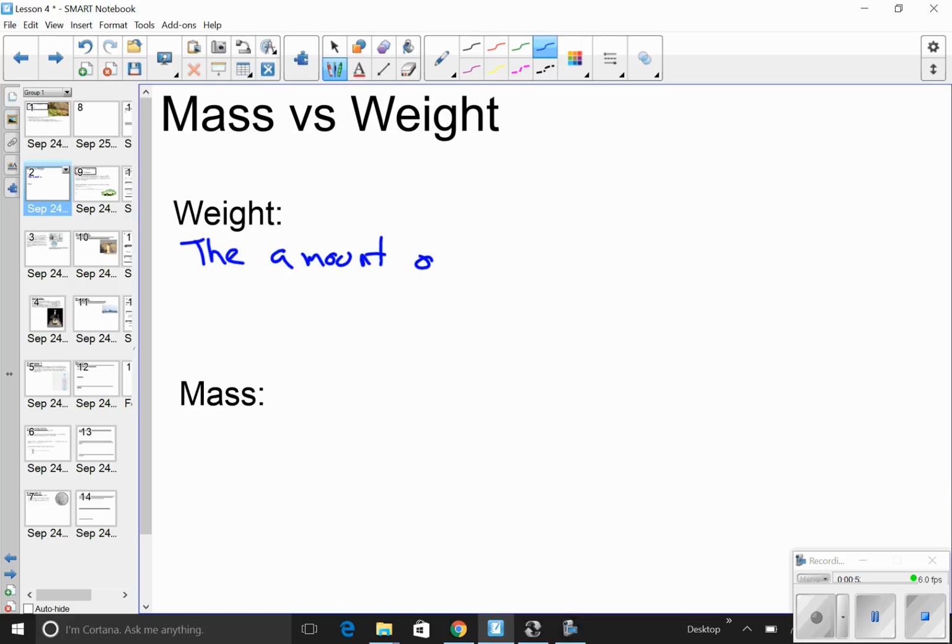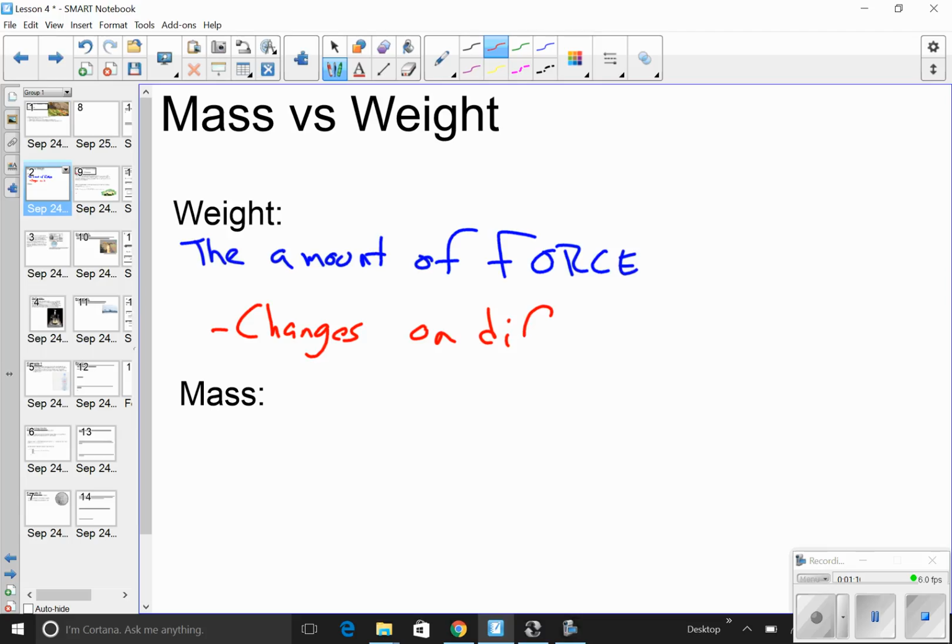The amount of force. Now this changes depending on what planet you're on. So this changes on different planets. Pardon my penmanship there. I'll try to get it better.